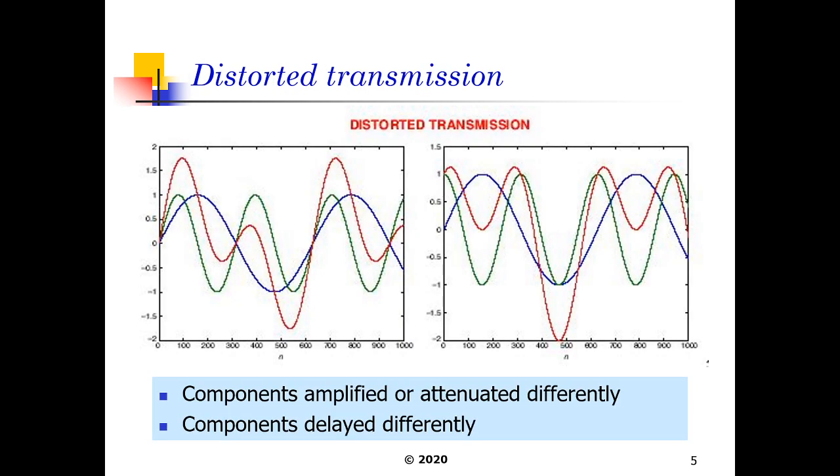So for distorted transmissions, all those properties are violated. That means all the signal frequency components will be amplified or attenuated differently, and the frequency components themselves may be delayed differently as well. It's not going to be uniform across the entire signal.